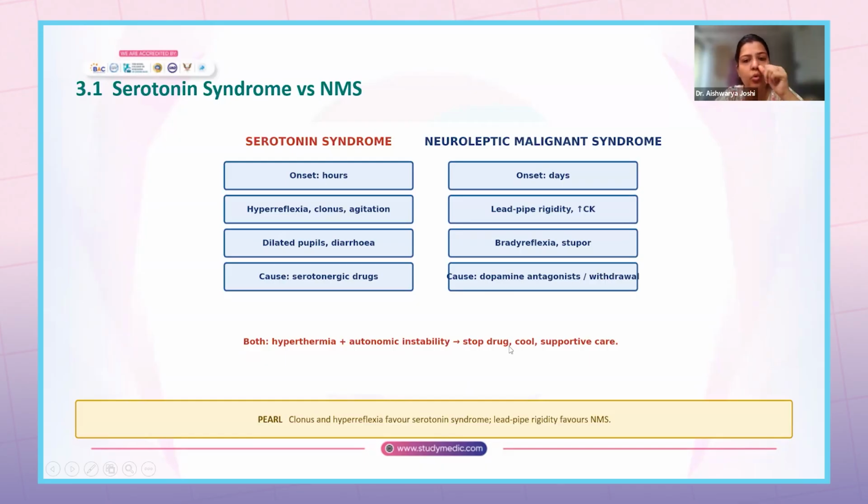So you stop the drug, cool the patient and give supportive care, that is hydration, oxygen, and treatment of parallel diseases. Clonus and hyperreflexia favor serotonin syndrome. Lead-pipe rigidity favors neuroleptic malignant syndrome.